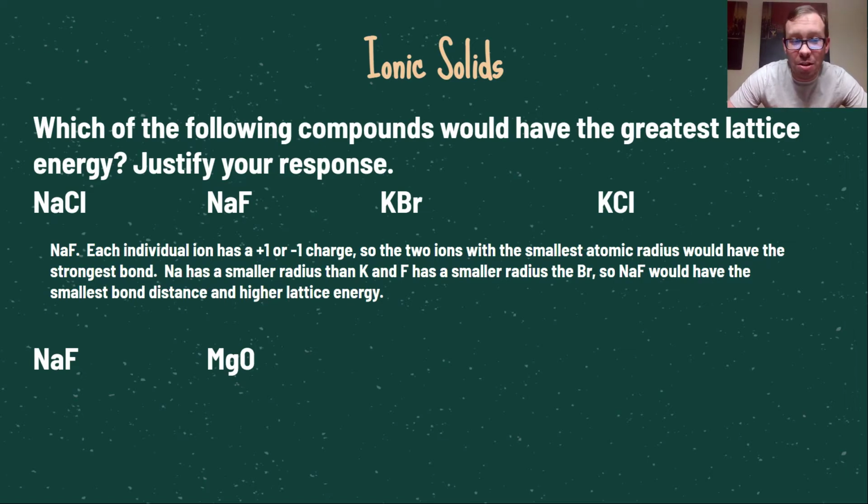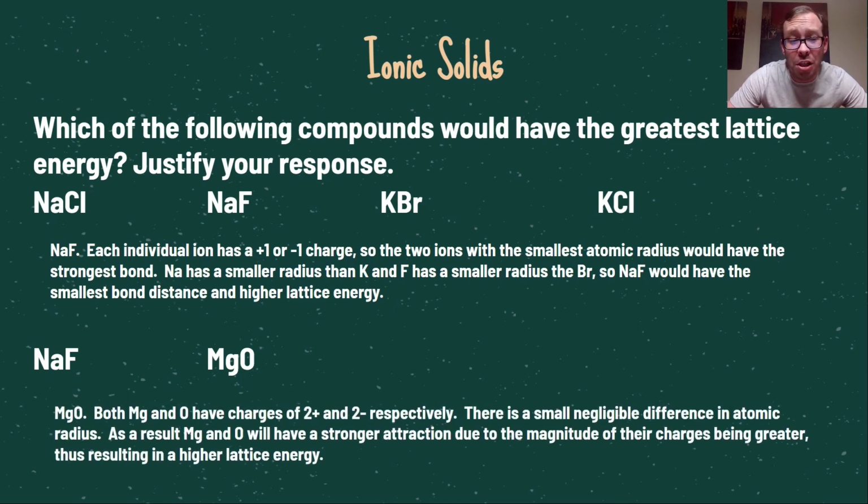If I look between these other two, we have NaF and MgO. Well, F and O, when they take their ion form, have a relatively similar radius. Same with Na and Mg, but the only difference here is that Mg and O are positive 2 and negative 2 charges, and Na and F are a +1 and a -1 charge. So the strongest here is going to be MgO.